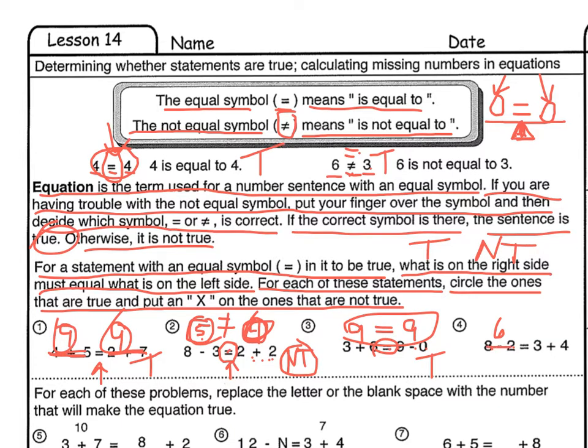8 minus 2 now is 6. 3 plus 4 is 7. 6 and 7. Well, what would I put between those? Those are not equal to each other. So is that symbol correct? No, it's not. Should be not equal, and so you're going to put not true.